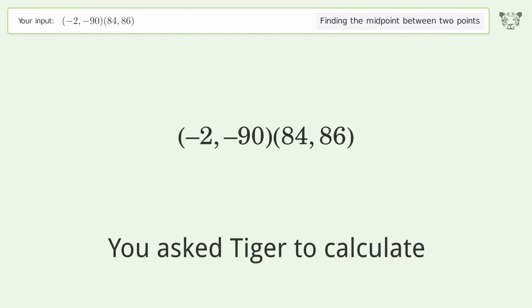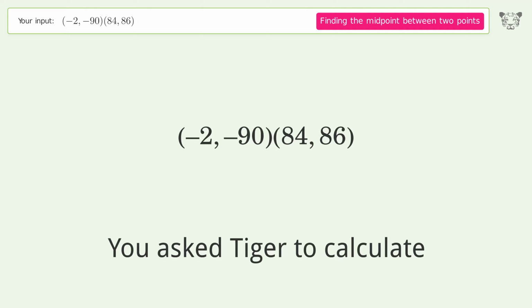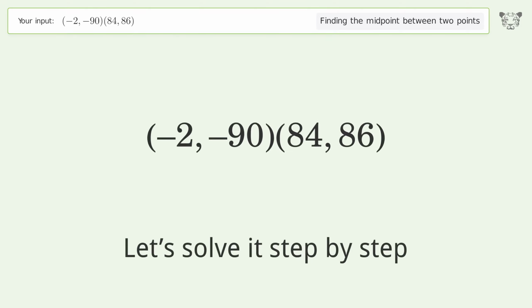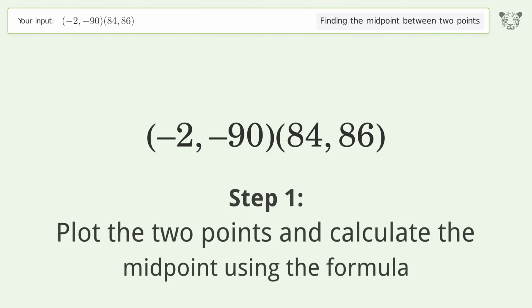You ask Tiger to calculate. This deals with finding the midpoint between 2 points. The midpoint between the 2 points is 41, -2. Let's solve it step by step. Plot the 2 points and calculate the midpoint using the formula.